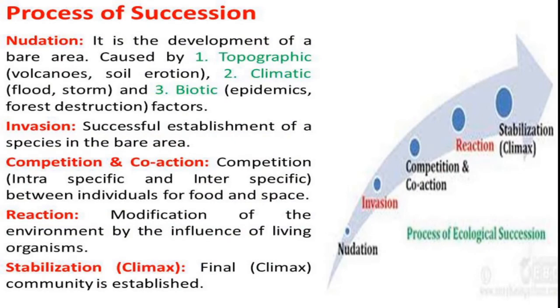We know that ecological succession is a complex process and it may take thousands of years. The process of succession involves a series of 5 sequential steps. The first one is nudation, then invasion, competition and coaction, reaction, and stabilization. Nudation is the first step in ecological succession.